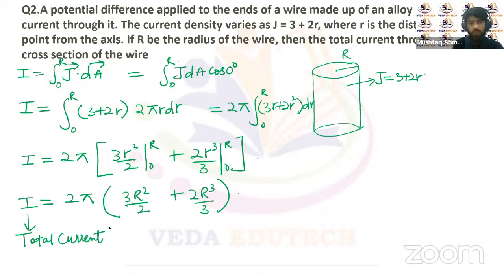So if we have been given a current density as a function of r, then we can calculate the current through the wire or the conductor by calculating the integral of J dot dA, where J is the current density vector and A is the area vector.